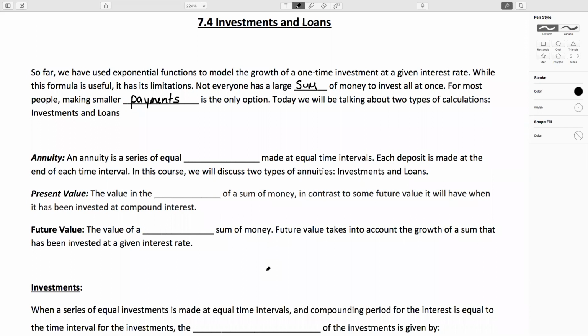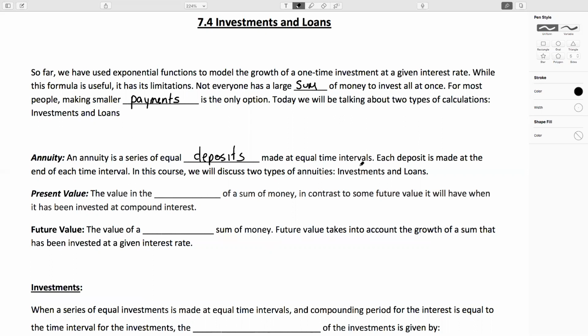So let's start off by defining what's called an annuity. An annuity is a series of equal deposits or payments made at equal time intervals. Each deposit is made at the end of each time interval. In this course, we will discuss two types of annuities, investments and loans. So one thing to be really cautious about, it's hidden in the words here. Each deposit is made at the end of each time interval, and we have equal time intervals.